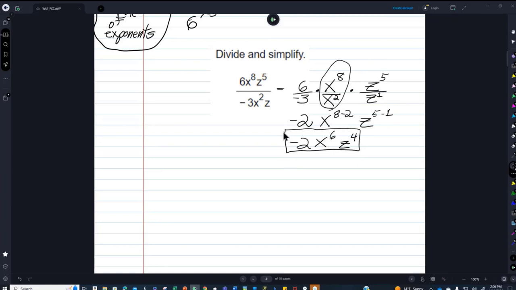Right there. X and X make their own fraction. Z and Z make their own fraction. And the numbers, a number over a number, they make their own fraction. And then you use the rules of exponents on the X's and Z's, but not on the numbers, you just divide.